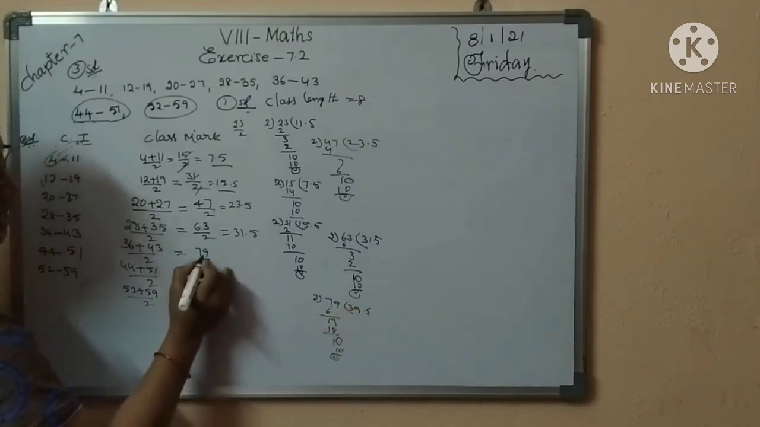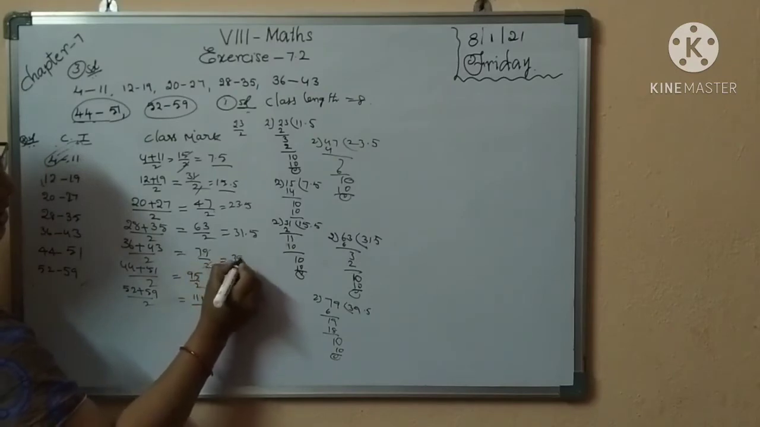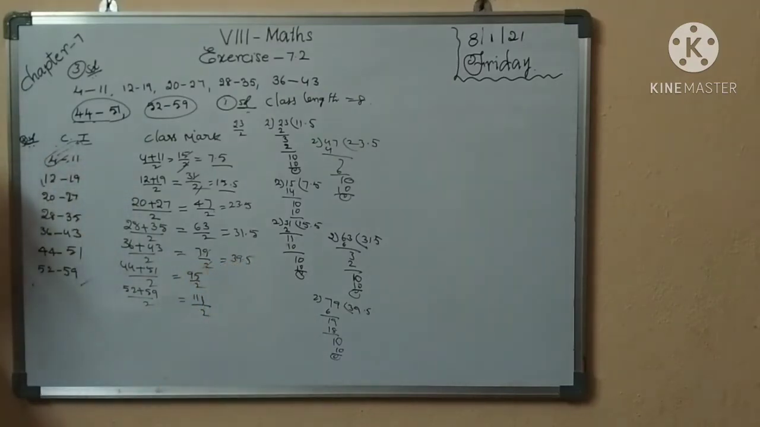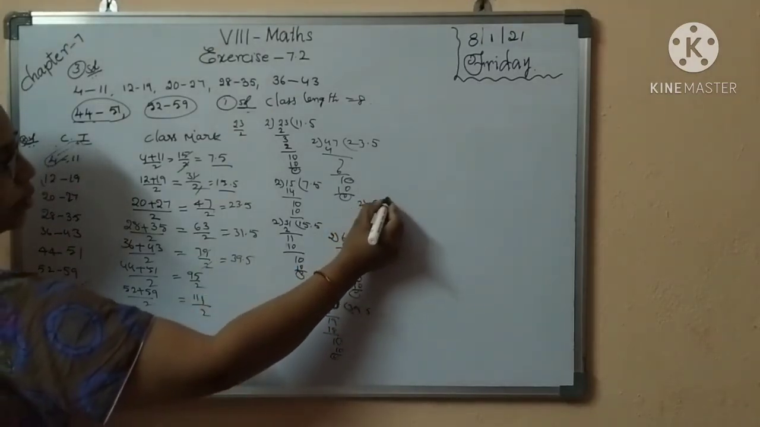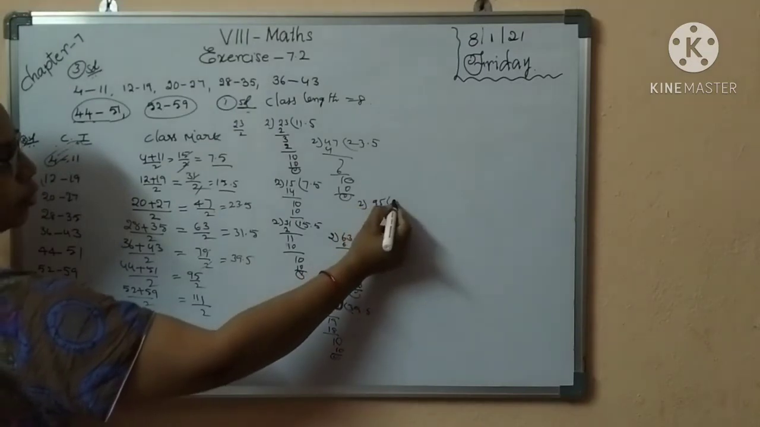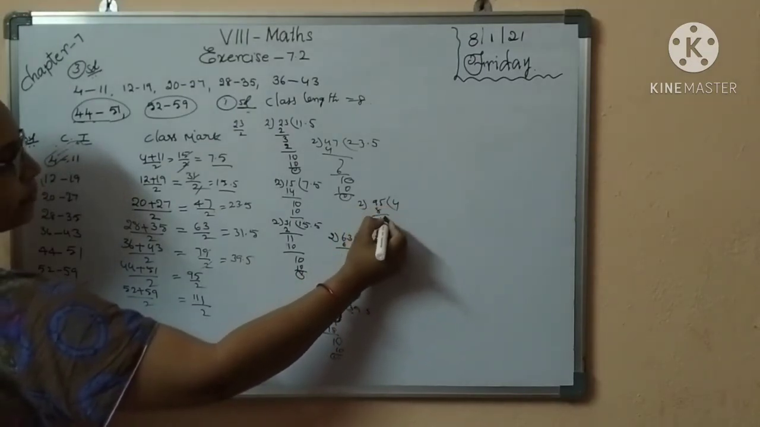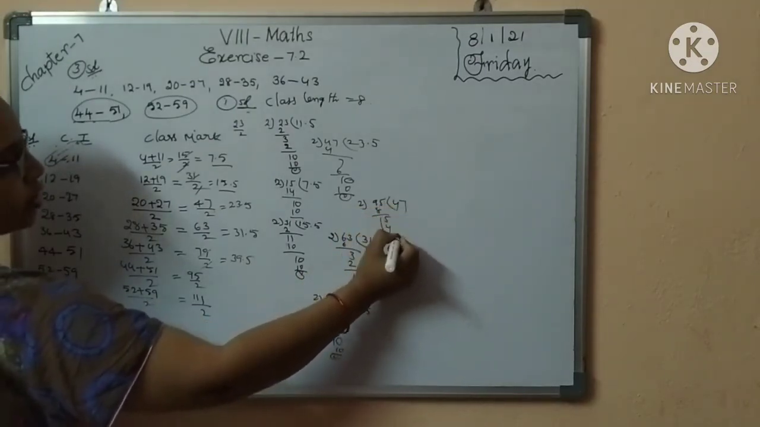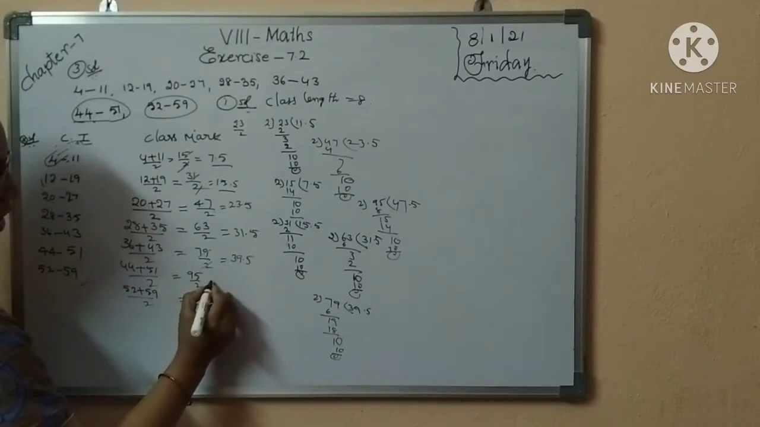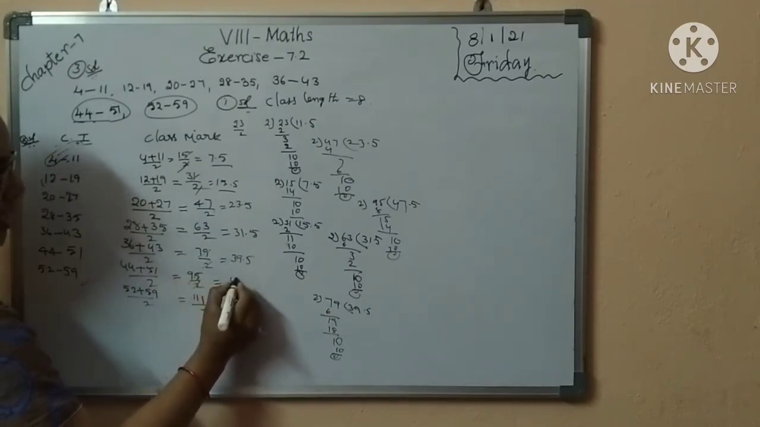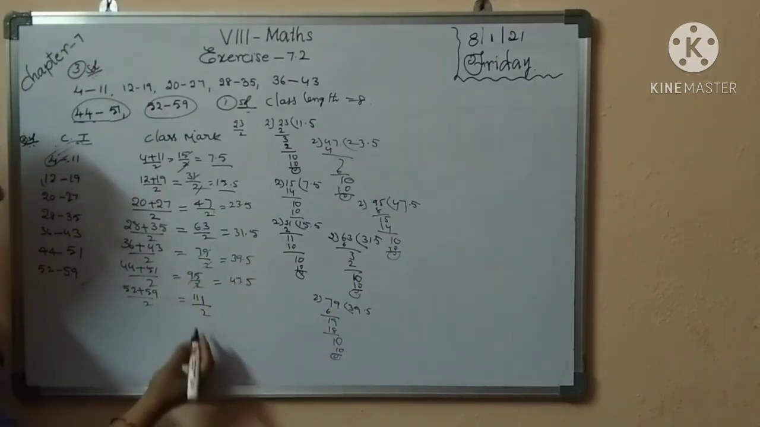So it is 39.5. Next. 95 divided by 2. 4 twos are 8. 7 twos are 14. 1, 0. 5 twos are 10. So here 47.5. Next.